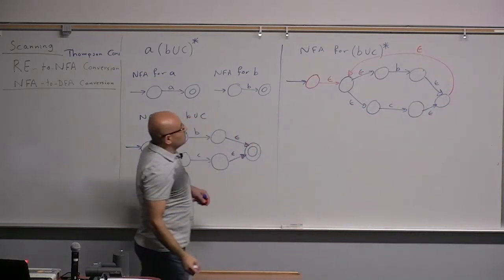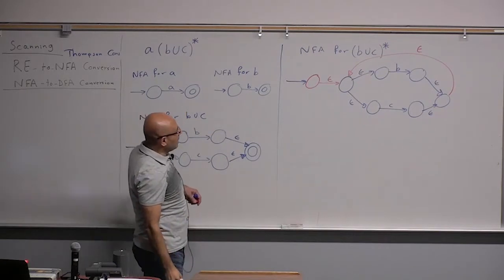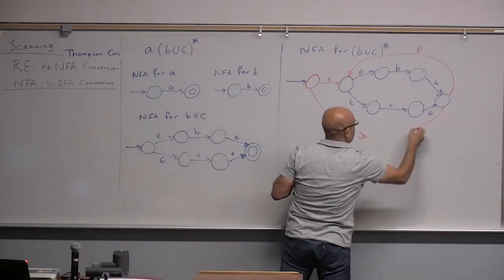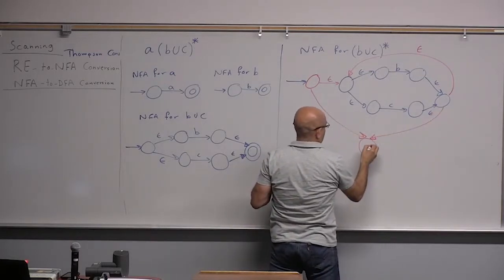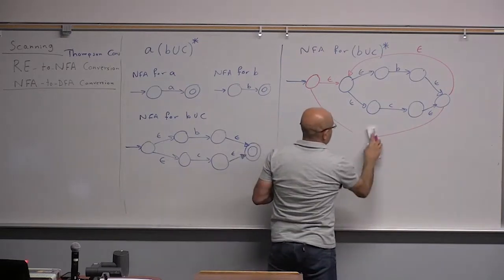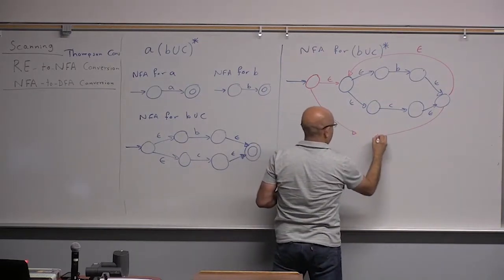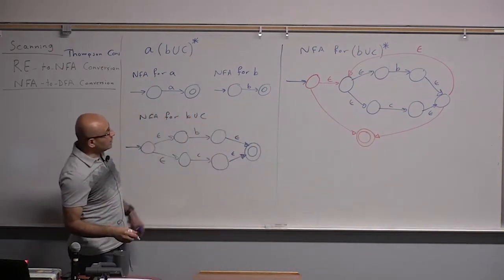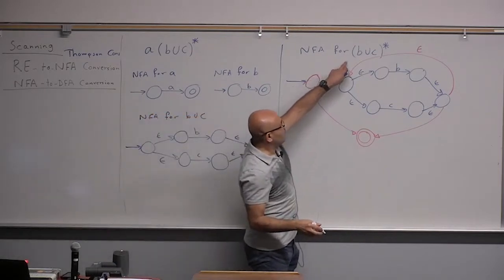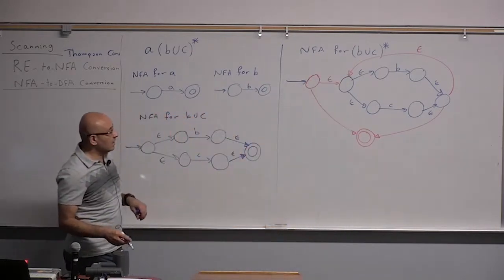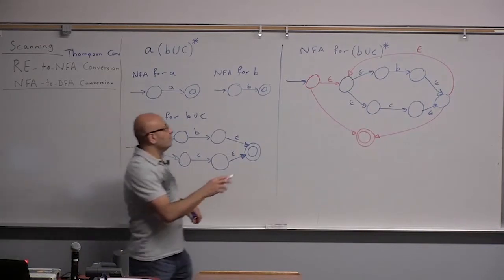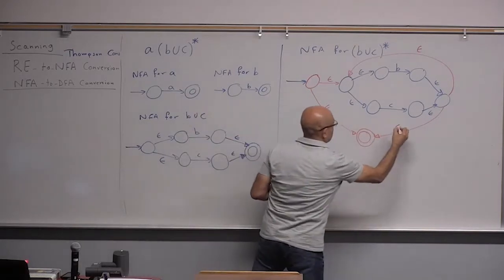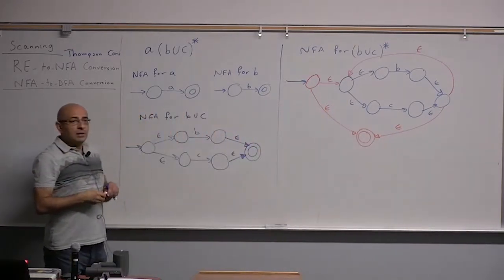Okay. So I did this. And now my accept states are this and this. So I will just add this, or let's make it look better. Okay, so this is an NFA for B union C star, or the star of B union C. Oh, and I forgot these. Okay.